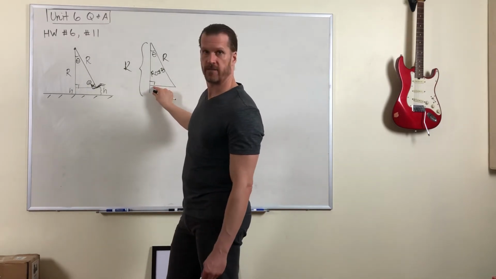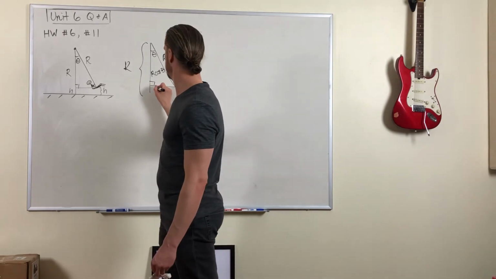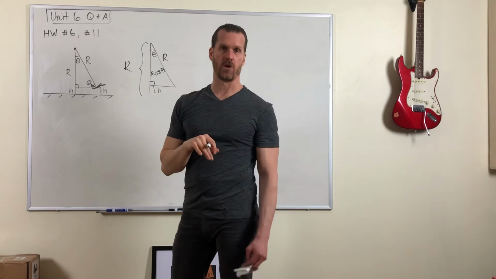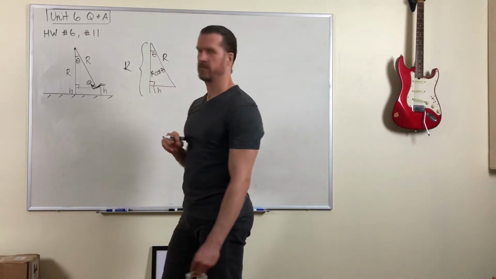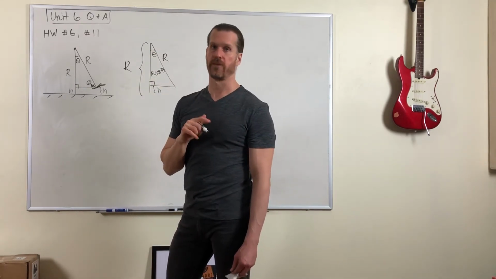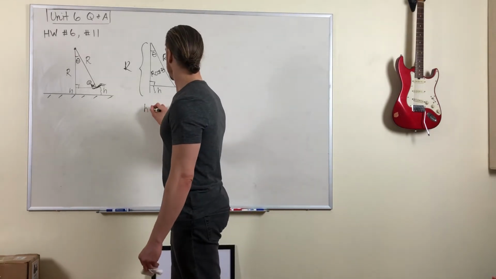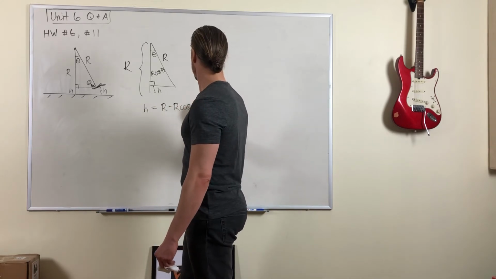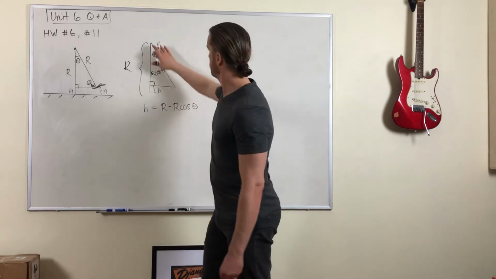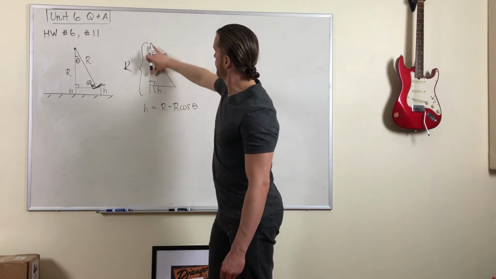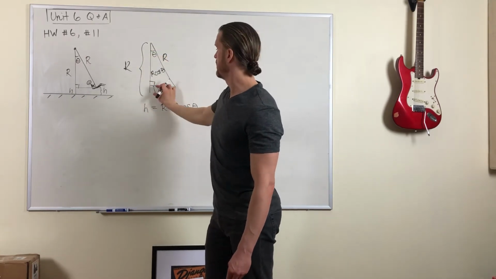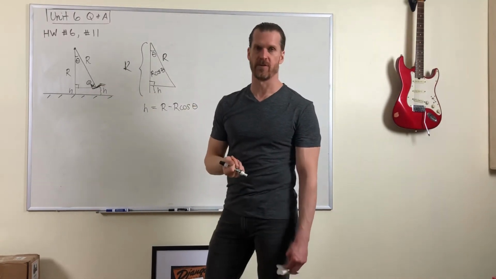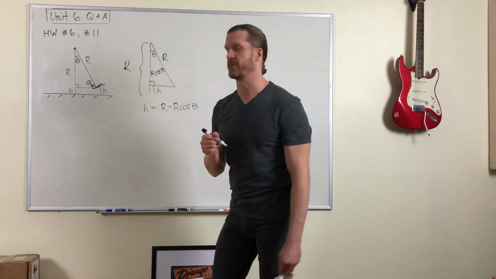Now the height is this little leftover bit, which means that it's the full length of the swing r minus that side of the right triangle, r cosine theta. So we can say that h is r minus r cos theta. So this full distance minus that distance in the triangle gives you this leftover bit h, which is the child's height above the ground. That's what you use for the gravitational potential energy.